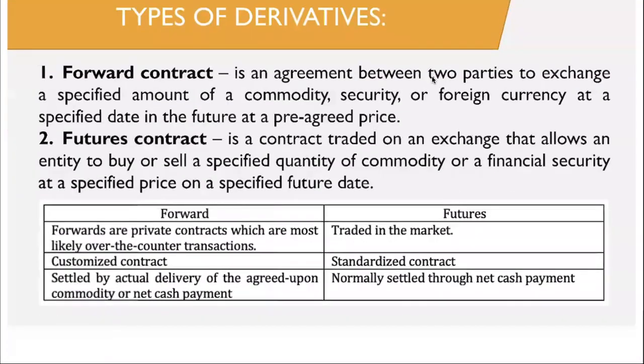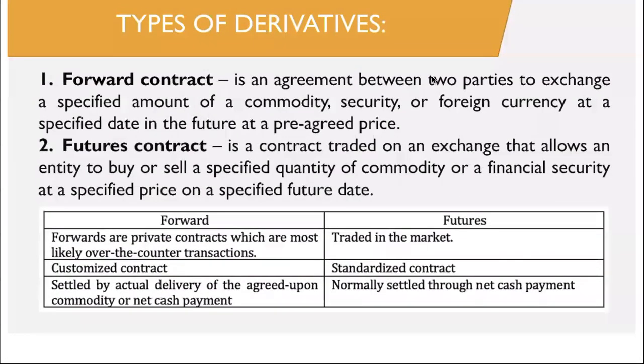So what are the types of derivatives? Let's start first with your first two types. We will only discuss four types of derivatives. So what are the four types? We have forwards, futures, options, and swaps. Mainly, we will discuss these three items, not swaps. So forward, futures, and options only.